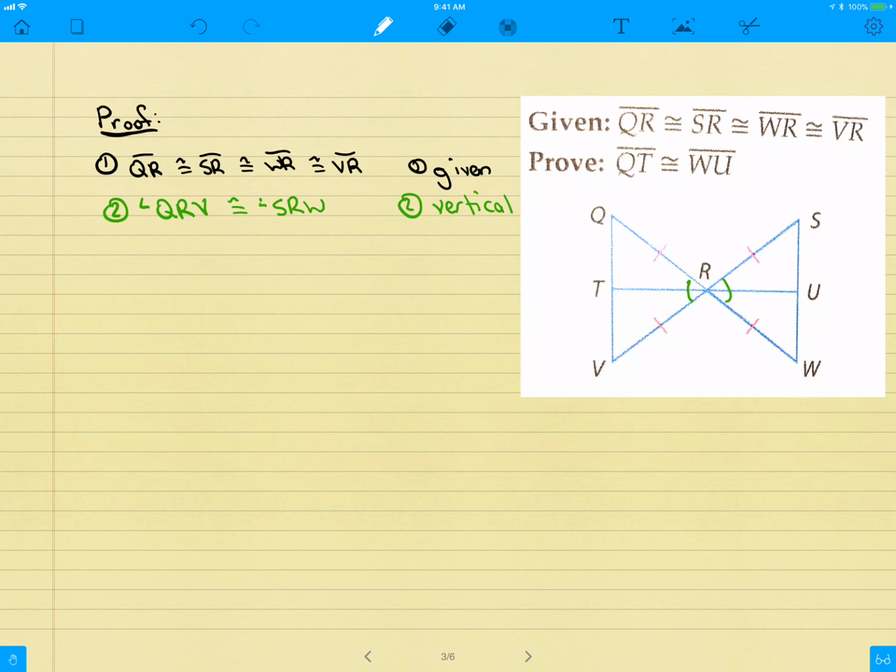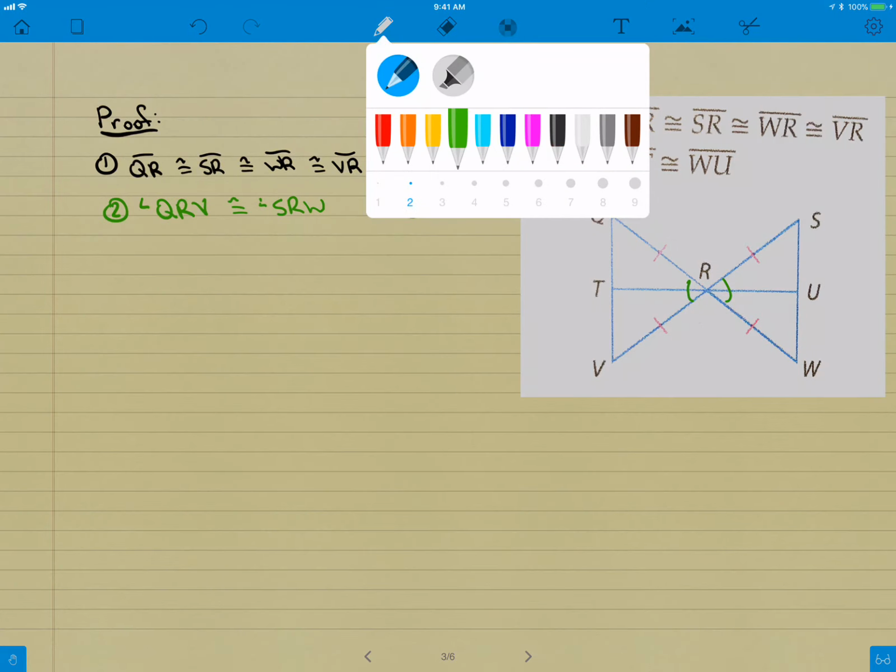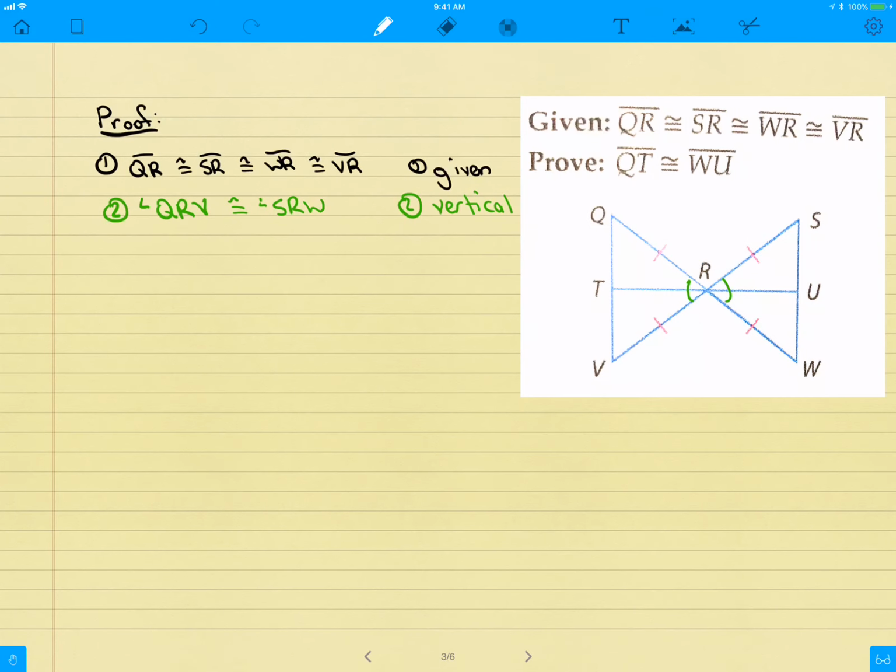Now, I have enough markers in each triangle, the bigger triangles, to prove that the triangles are equal. The big triangles, not the small ones. So on line number 3, I can go in and say that the large triangle, triangle QRV, the big triangle, is now congruent to the other big triangle, which is SRW. And the reason being is it's by side angle side markers, SAS. And that was one of the acronyms I showed you earlier that you can use.